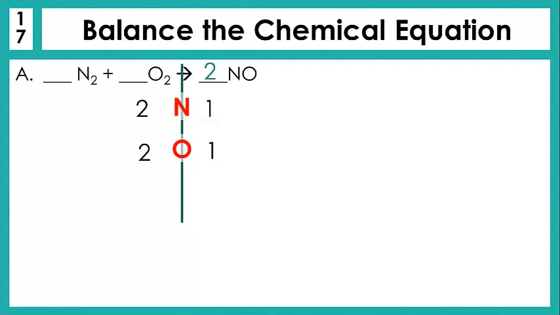I just need to put a 2 in front of the NO, and that gives me 2 nitrogen and 2 oxygen, which balances the reactant side. This is going to be a combination reaction.